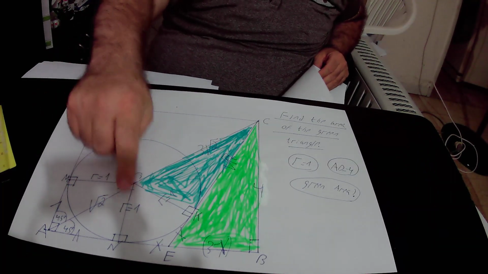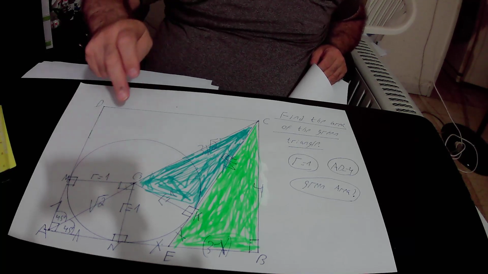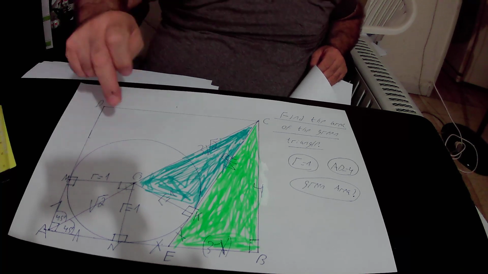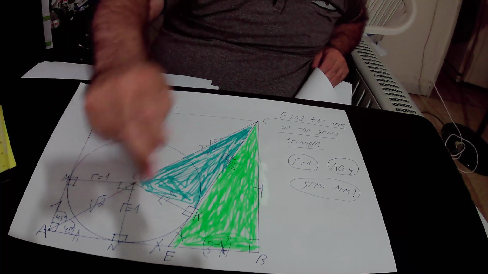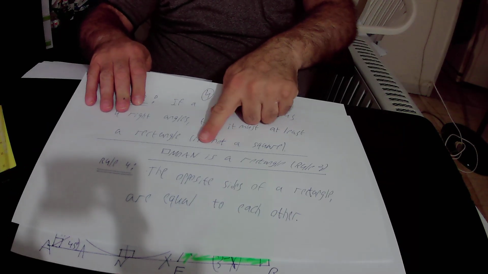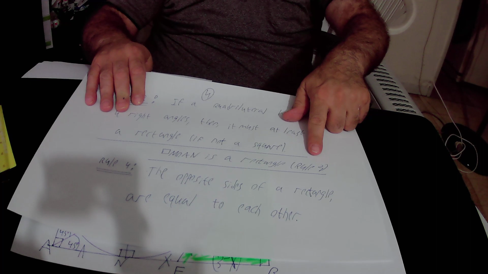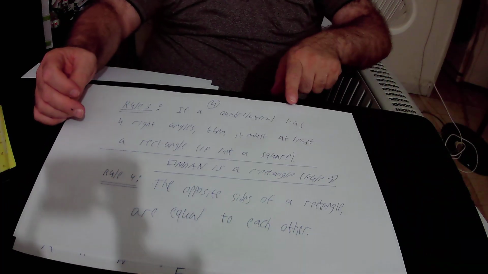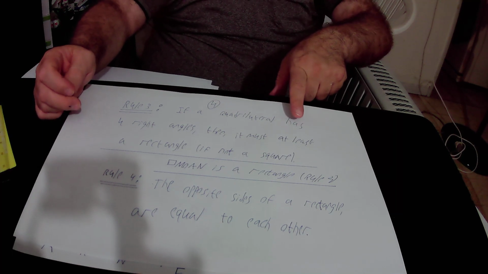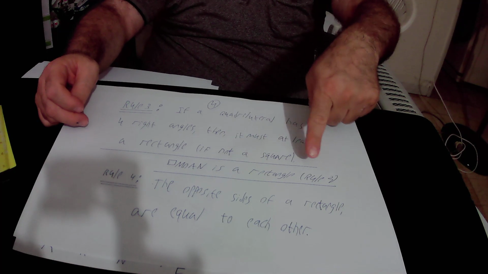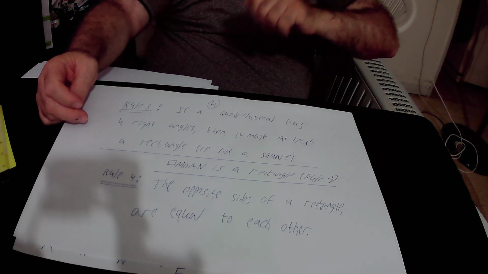And we found out that quadrilateral MOAN has 4 right angles. Therefore, according to rule number 3, it must be a square. So we will relate to quadrilateral MOAN as a square. Okay? We will relate to quadrilateral MON as a rectangle. According to rule number 3, if a quadrilateral has 4 right angles, it must be at least a rectangle, so we will relate to quadrilateral MON as a rectangle, according to rule number 3.